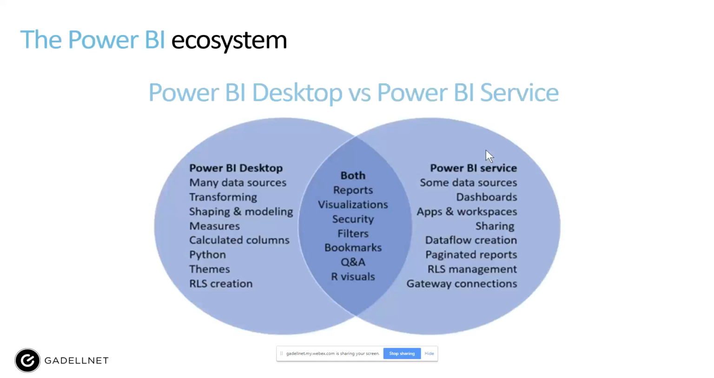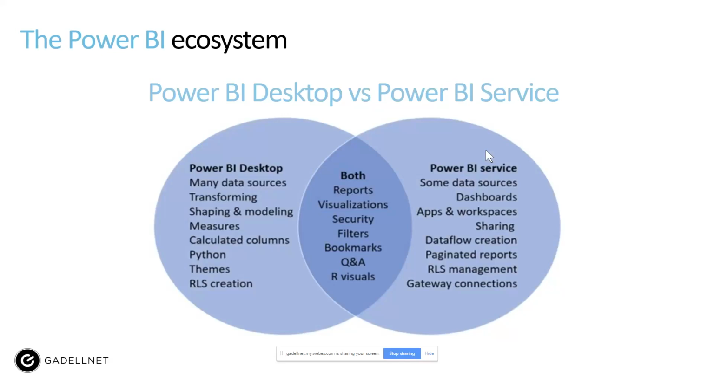And here's just a comparison. I thought this was a decent visual to give you an idea that, in the middle, the both, you can create reports and visualizations and things like that, but the desktop is much more robust, as you'll see in transforming and shaping and modeling, right? You see transforming, shaping, modeling, creating measures or formulas and calculated columns all on the Power BI desktop side. You see none of that in the Power BI service side on the right, right?